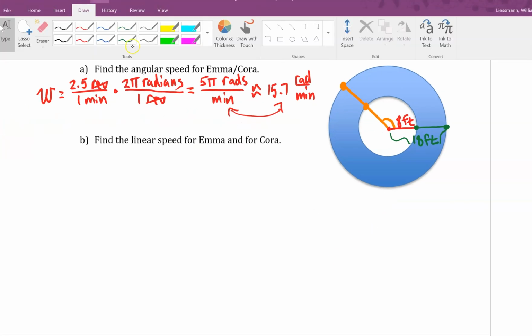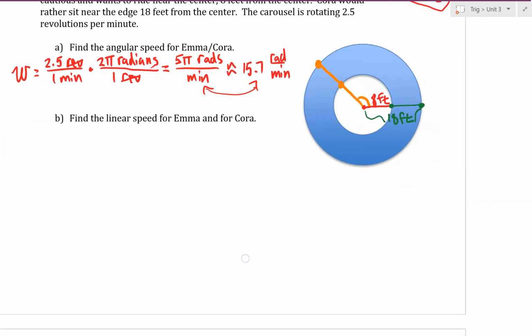For the second part of the question, they're saying find the linear speed for Emma and for Cora. Now, linear speed is different. The closer you are to the center, the slower you're actually traveling linear speed-wise. And we kind of think about it like this.